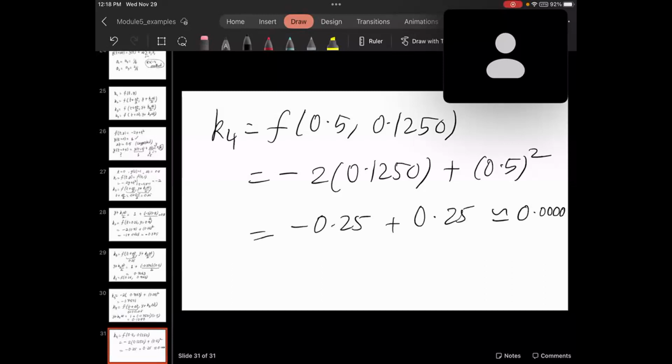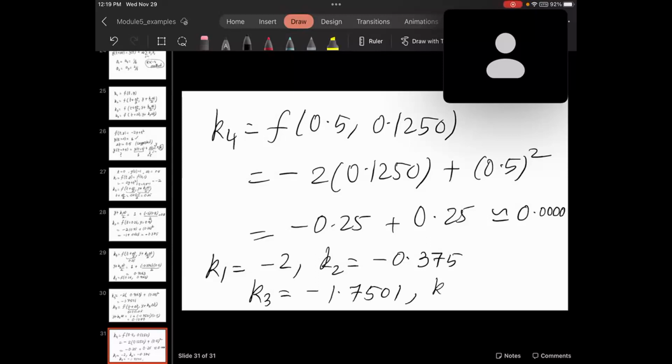So just to write it in one place, K1 equals minus 2, K2 equals minus 0.375, K3 equal to minus 1.7501 and K4 equal to 0.